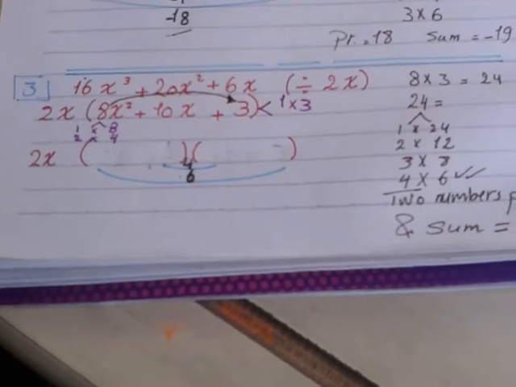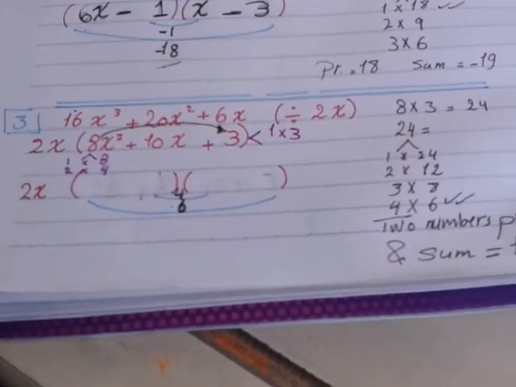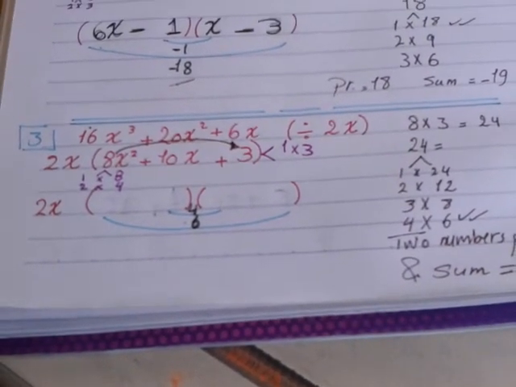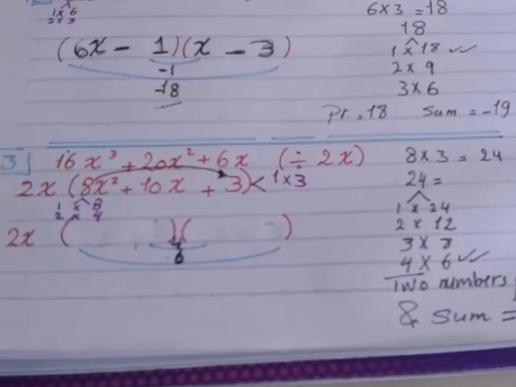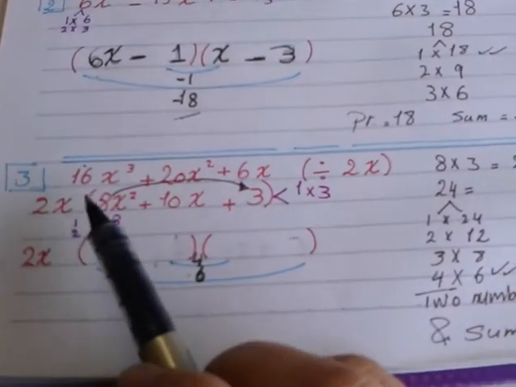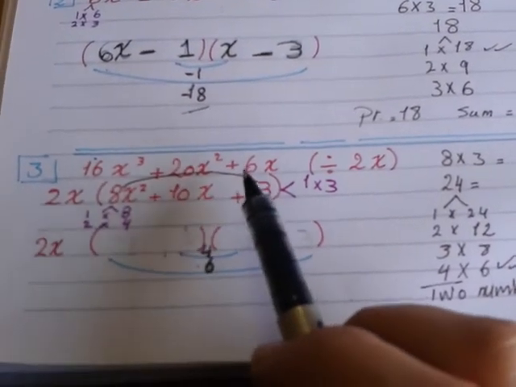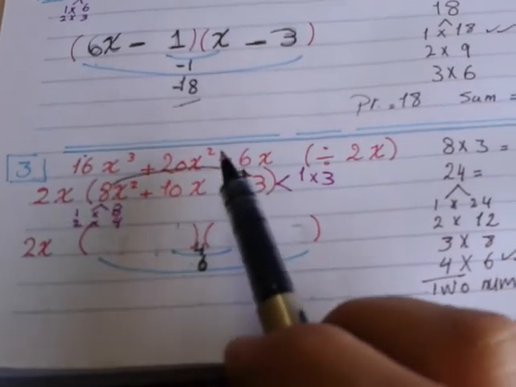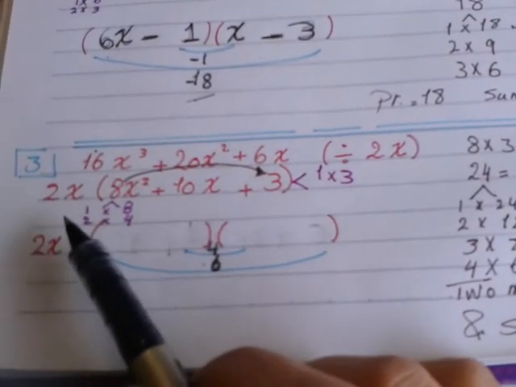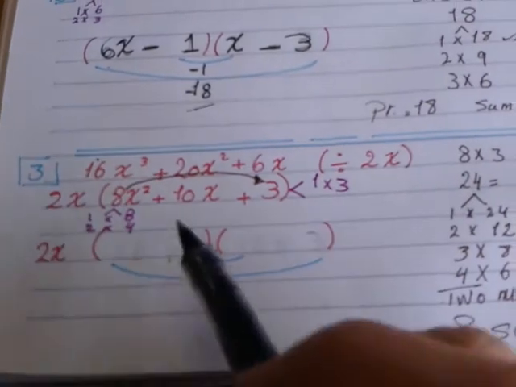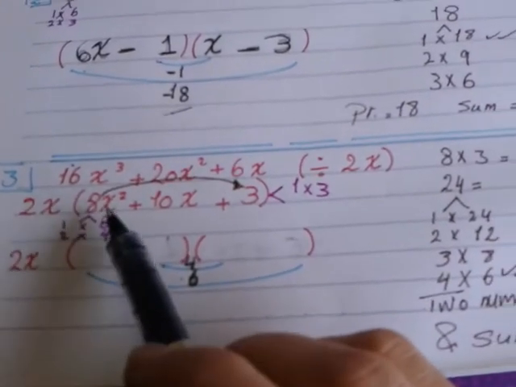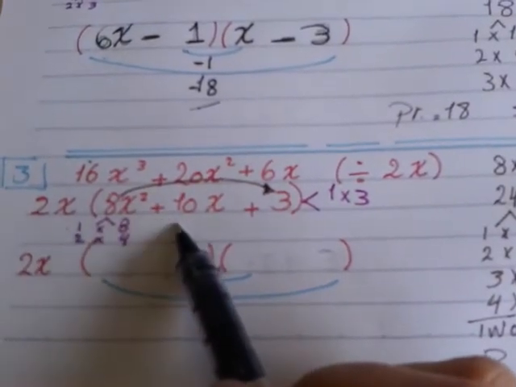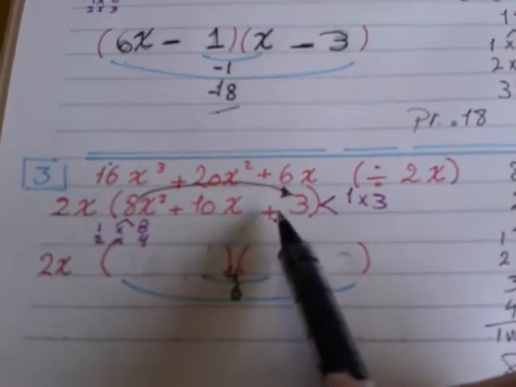Example number 3. In this example, I need to take the highest common factor, 2x. Divide by 2, divide by 2, divide by 2, and divide by x, by x, by x. So the simplest form will be: drop the 2x, the highest common factor, and write 8x squared, positive 10x, positive 3.